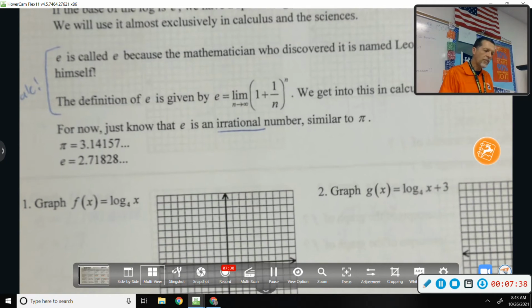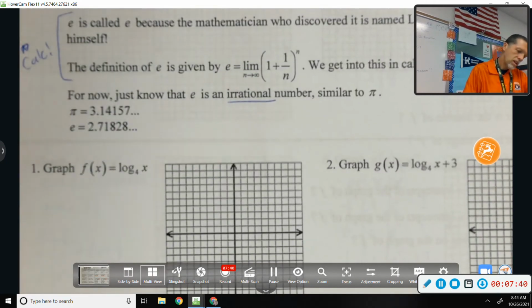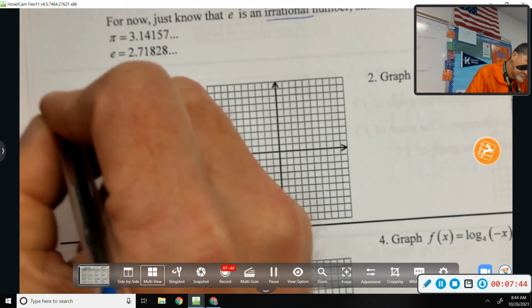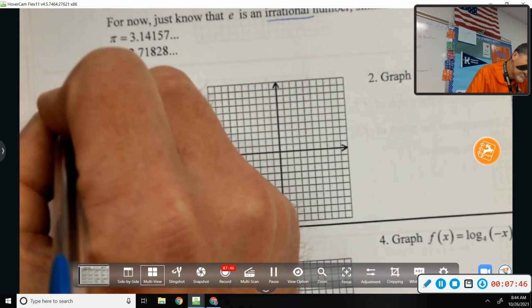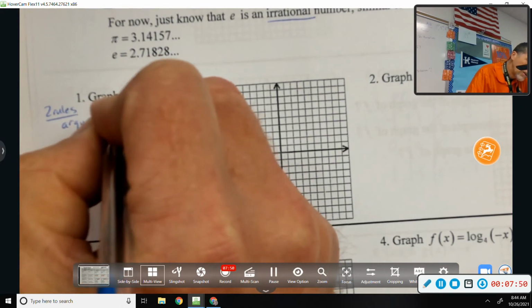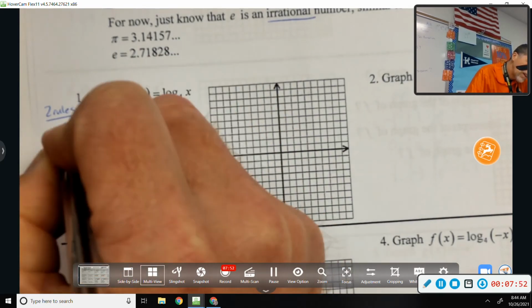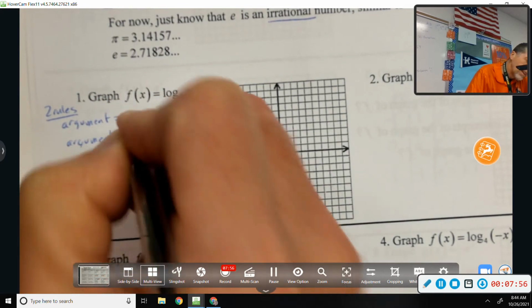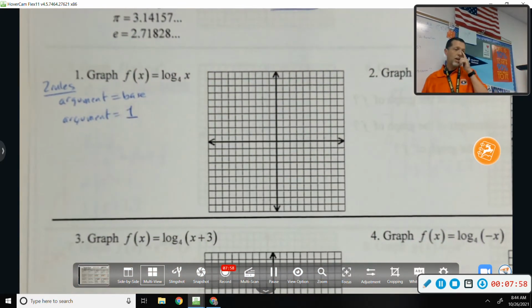All right, graphing these things. Basically, the two rules for graphing. Well, there's probably more than that, but we want the argument to equal the base, and we want the argument to equal 1. Because, man, that's going to make our life easy.